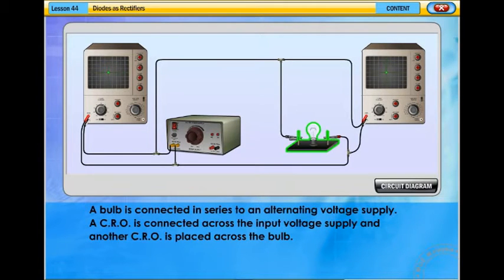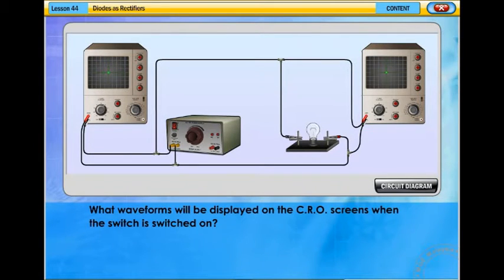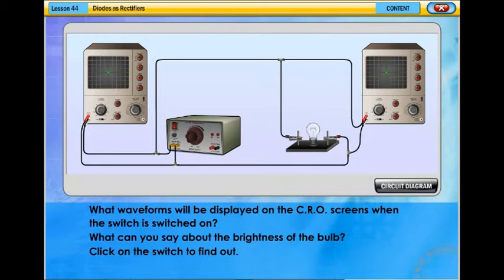A bulb is connected in series to an alternating voltage supply. A CRO is connected across the input voltage supply and another CRO is placed across the bulb. What waveforms will be displayed on the CRO screens when the switch is switched on? What can you say about the brightness of the bulb? Click on the switch to find out.